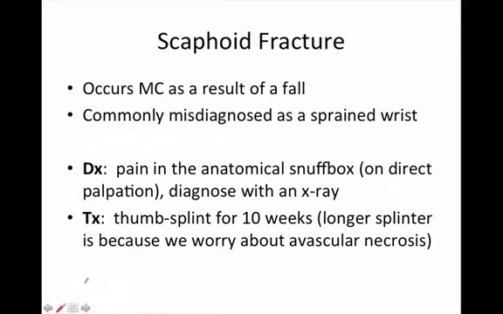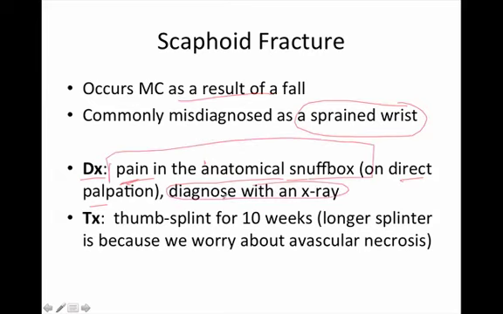Now a scaphoid fracture occurs most commonly as a result of a fall. This is commonly misdiagnosed as a wrist sprain because oftentimes the pain isn't severe to the point where someone thinks they have a fracture. Now diagnosis is simple. We have an anatomical snuff box, which is that aspect just at the base of your thumb. You put direct pressure, or direct palpation, on that snuff box, and pain will be elicited within that snuff box. Now we can make a definitive diagnosis with an x-ray. Oftentimes though, this will be a big indicator.